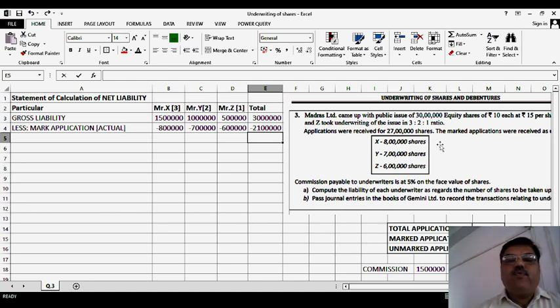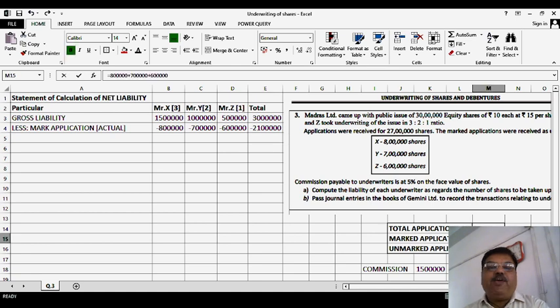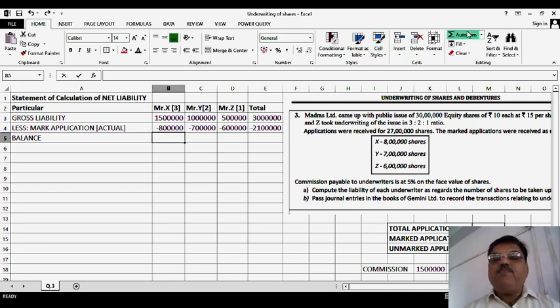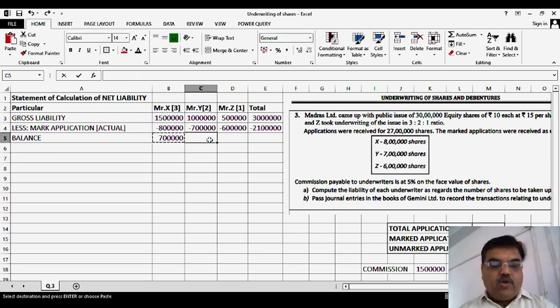So out of 30 lakh in the IPO, out of 27 lakh application received, out of that 21 lakh application is marked application. Now we will take the balance. Balance means 15 lakh minus 8 lakh. So the same thing I have to calculate over here also, and here also.